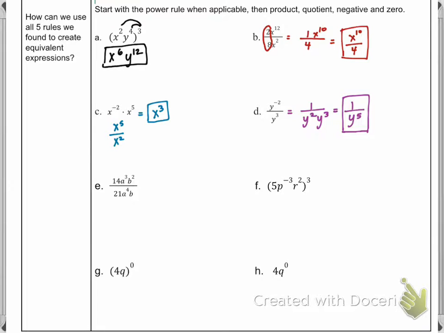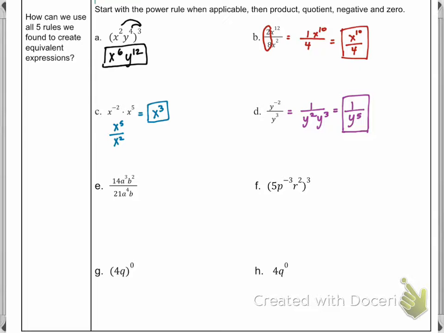Okay, letter E is going to start with reducing 14 over 21. Think of a number you can divide both of those by and then do it. I can divide those both by 7, and that gives me 2/3. So 14 divided by 7 is 2 on top. And then 21 divided by 7 is 3 on the bottom.